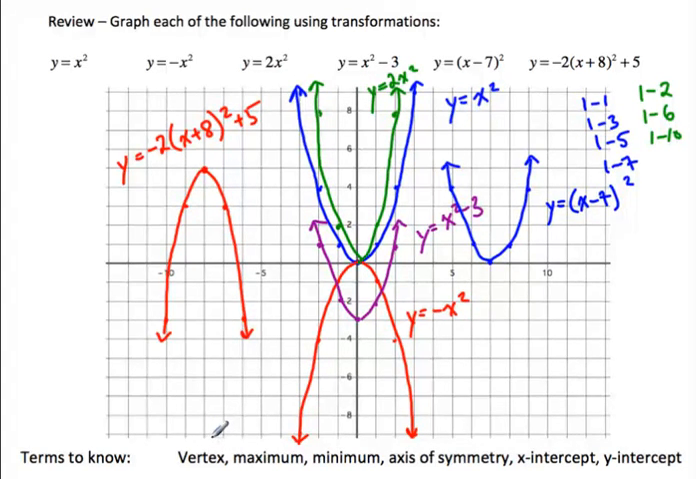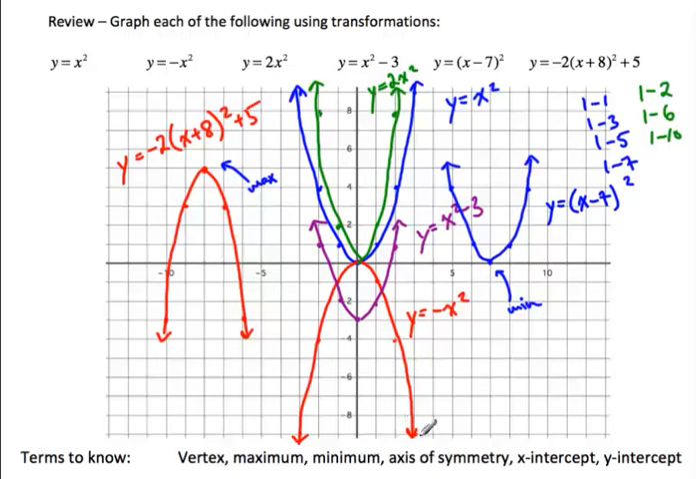A few terms to know, therefore. Vertex we've seen several times. Also note that if the parabola is opening downwards like this, then the vertex is going to be the maximum y value that the function attains, because it's going up until you reach that maximum and then it turns around and goes back down. If the parabola is opening upwards like this, then the vertex is going to be the minimum y value. Those are important ideas, especially in solving problems, and we'll look at them more in a future lesson.